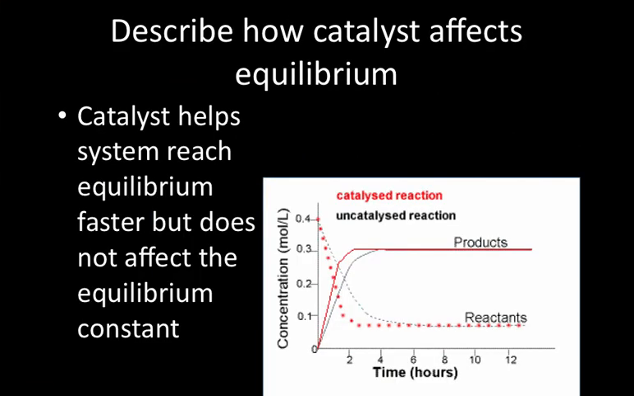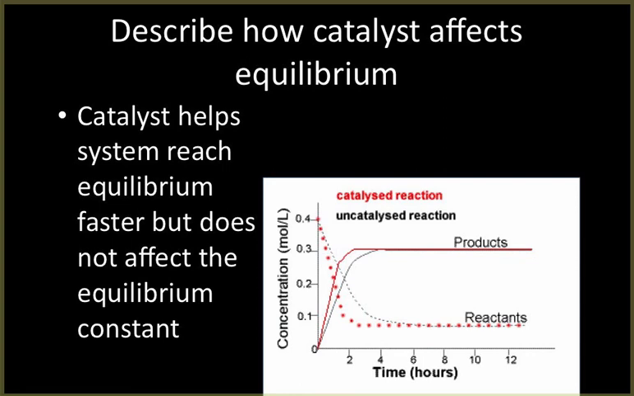Okay, finally, the last two things talk about how different things affect equilibrium. The catalyst affects equilibrium only in that it helps it reach equilibrium faster, but it does not affect the equilibrium constant. If we look at this graph here, we can see the red is the catalyzed reaction. You can see at this point it's reaching equilibrium right here where they're starting to level out. The uncatalyzed is this one here.